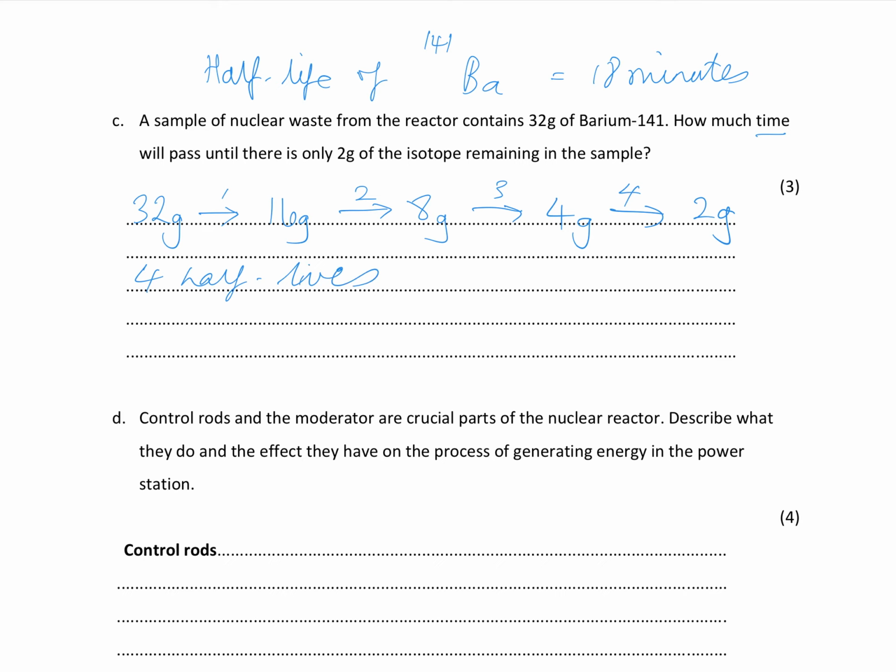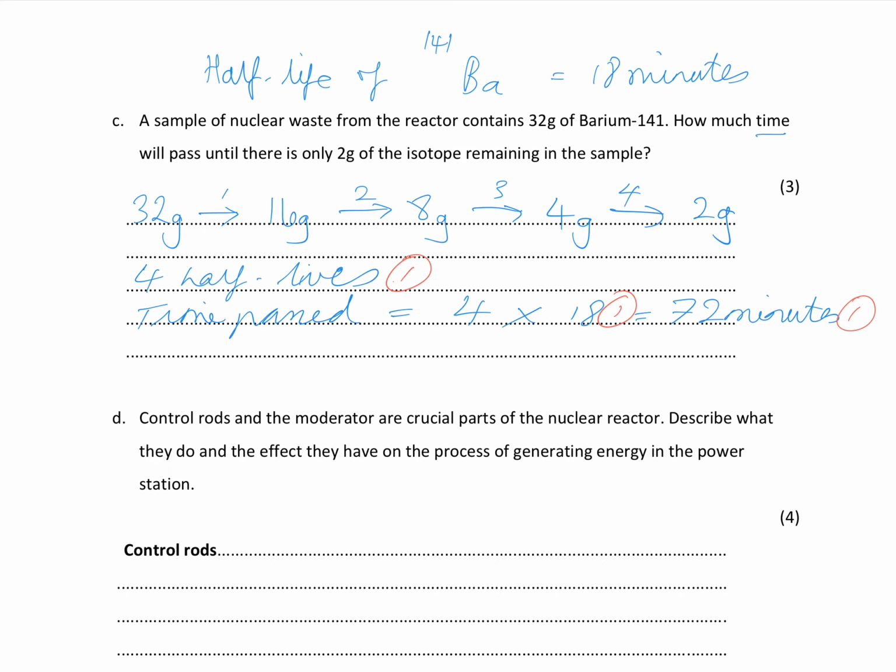We need to turn this into a time now. Quite a lot of people just left it at 4. So the time passed must be equal to 4 half-lives multiplied by the 18 minutes per half-life, and that will give you 72 minutes. Don't forget the unit. So 1 mark for identifying that there are 4 half-lives in the first place, 1 for multiplying it by 18, and then 1 for identifying 72 and getting the unit as well, minutes. If you left the minutes off, you didn't get that final mark.